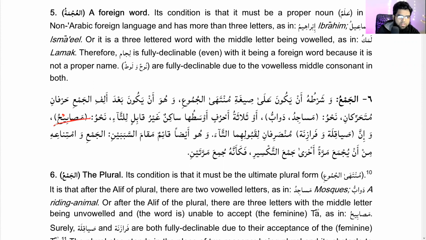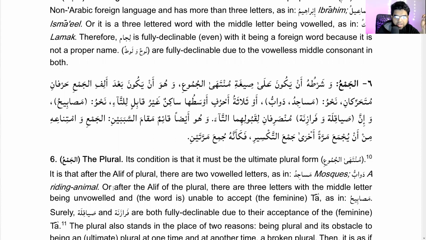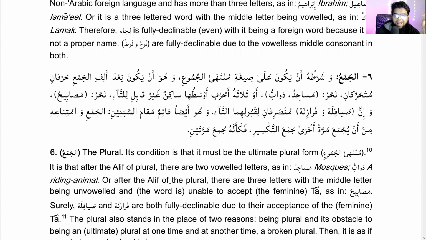Why is this a diptote? Because you have an alif and 3 letters, and the middle letter of the 3 letters has a sukun. Masabihu, dawabu, a riding animal. Or after the alif of the plural, there are 3 letters with the middle letter being unvoweled, with sukun, without haraka. And the word is unable to accept the feminine ta.